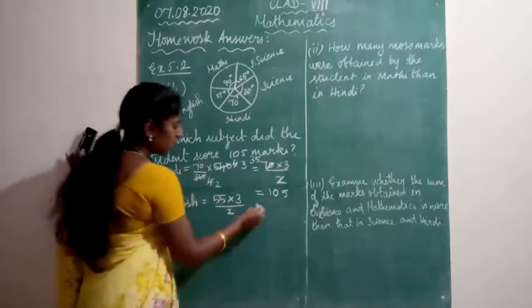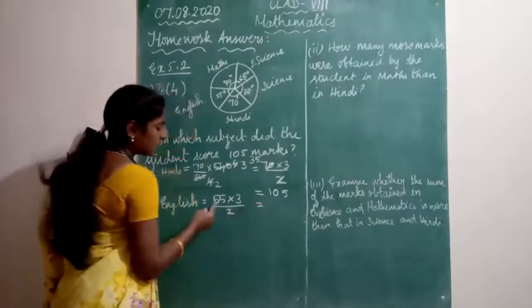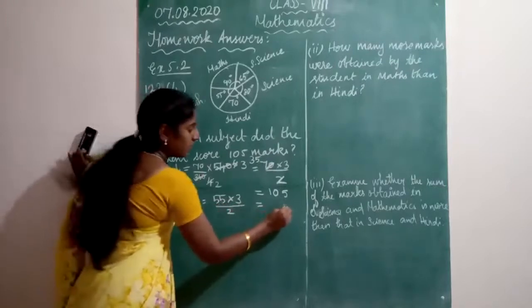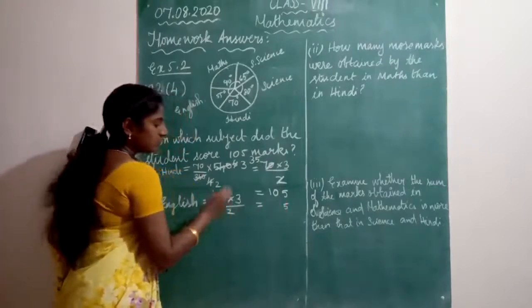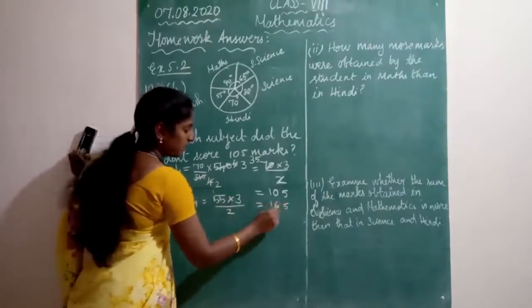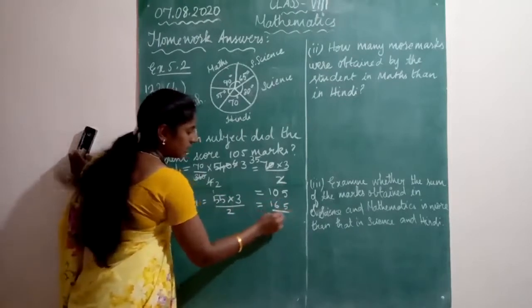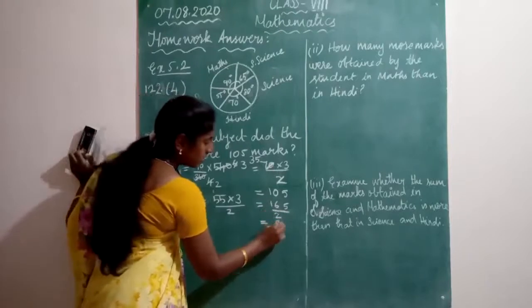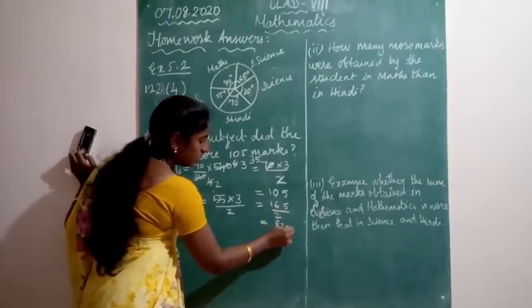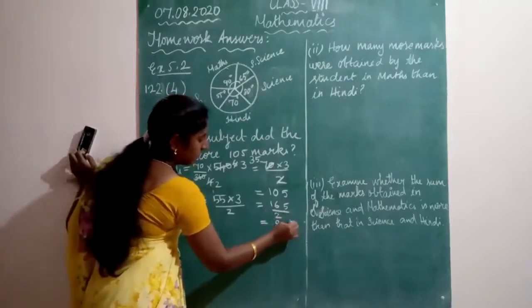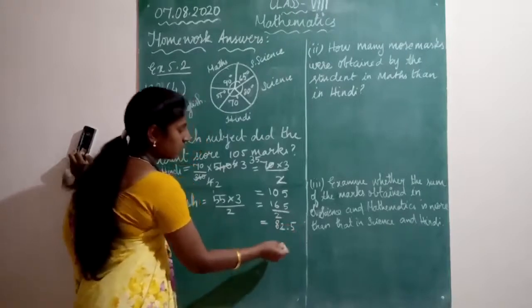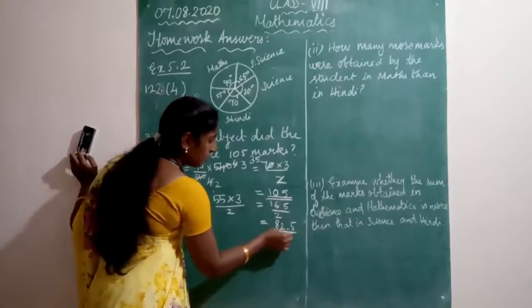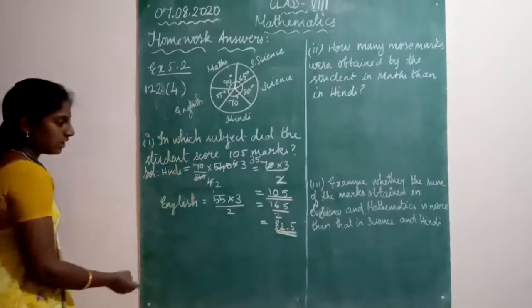So clear? Next I can have this as 5 3s are 15, 5 3s are 15 plus 1 is 16. 165 divided by 2, and that is nothing but 82.5. Okay. So 105 marks in Hindi. Okay, and 82.5 marks in English.